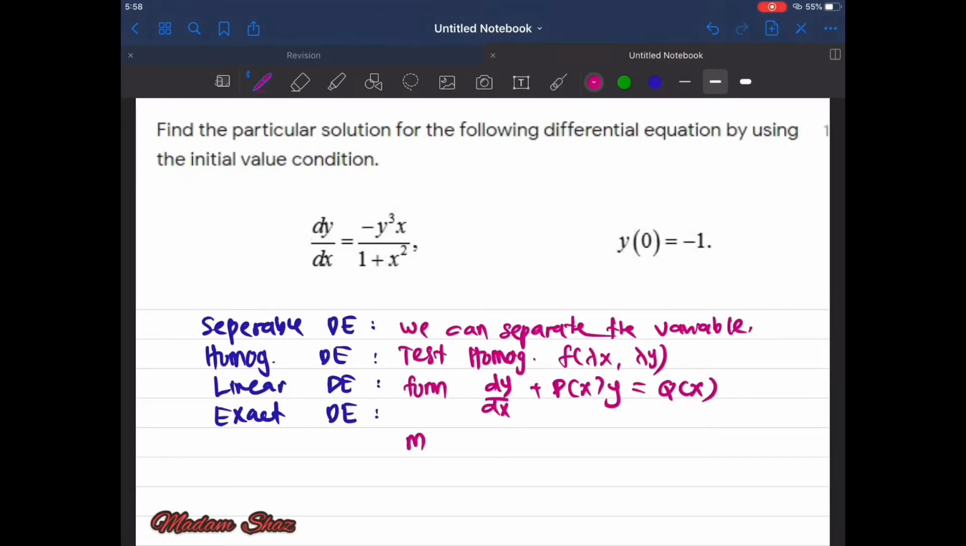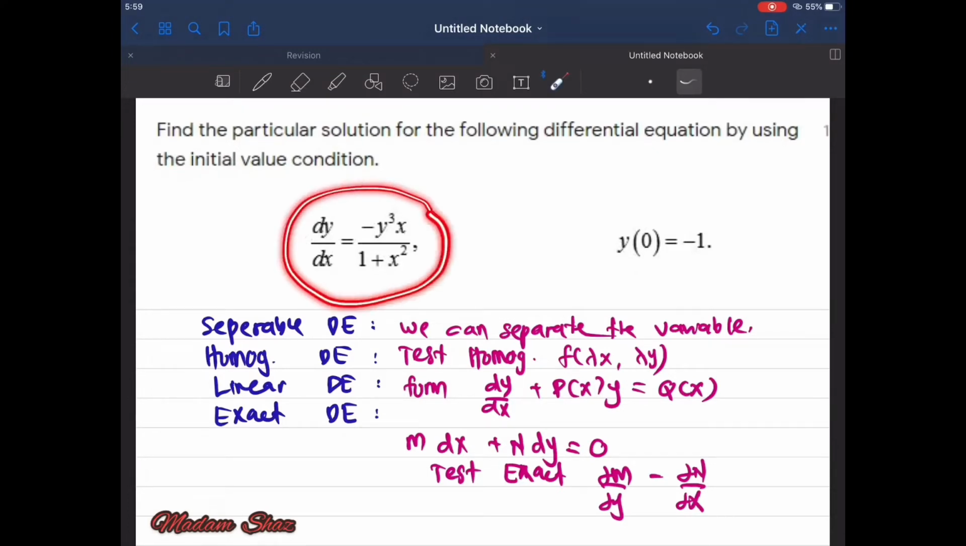For an exact equation, we must have M dx + N dy = 0, and you have to test for exactness: ∂M/∂y = ∂N/∂x. So from this question, you have to determine on your own whether it is separable, homogeneous, linear, or exact. You can see here this is y to the power of 3.